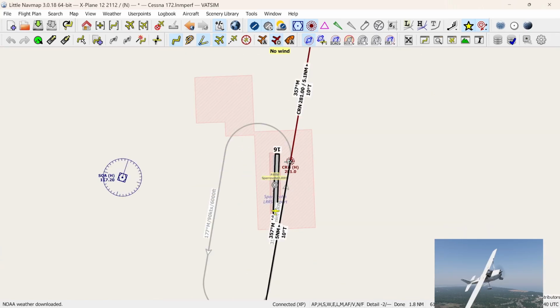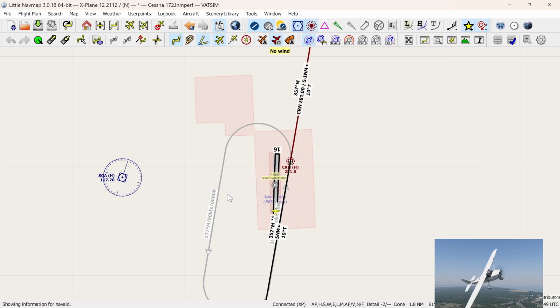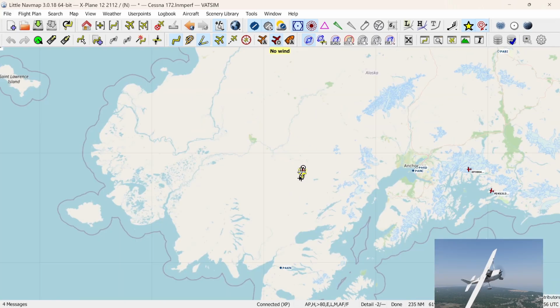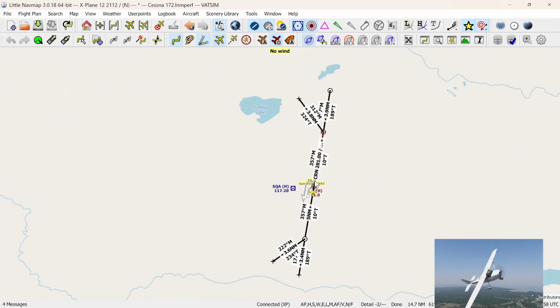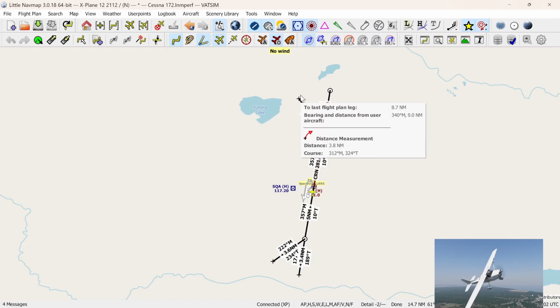I just scrolled into the NDB since that's where the course comes off of. Did a right click and it says measure distance from NDB. Well, that's what these lines are, and it gives you the magnetic heading indication. So we're going to track this outbound. We're going to do a procedure turn to the left, and then we're going to turn inbound and intercept.